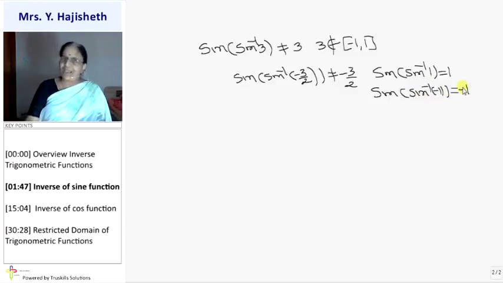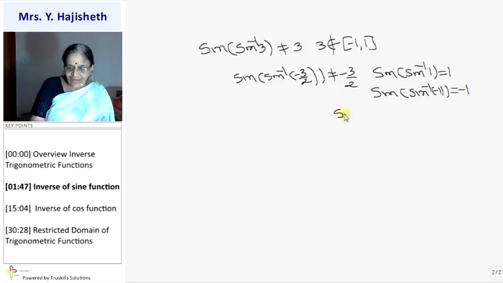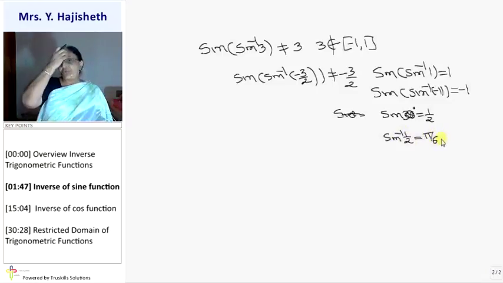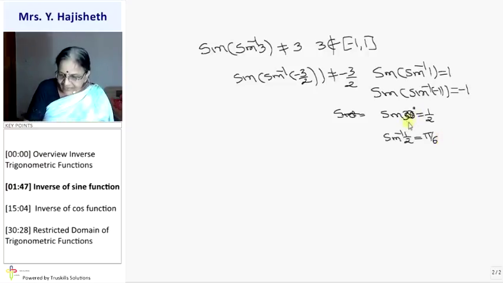What do they represent? Angle. Sine theta is suppose 1 half, matlab sine 30 degree is suppose 1 half, then sine inverse 1 half is 30 degree, matlab pi by 6. Now we are not using degree measure, we are using radian. Abhi 12 mein radian hi chalega. Forget about degree. Sine pi by 6, sine 30 degree is 1 half. Matlab sine pi by 6 is 1 half.